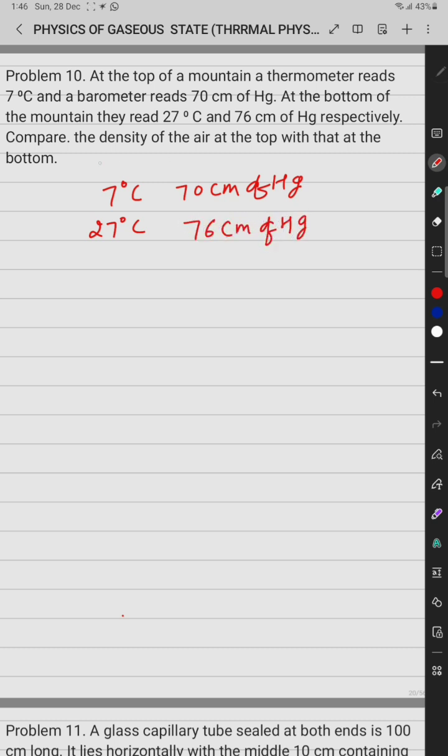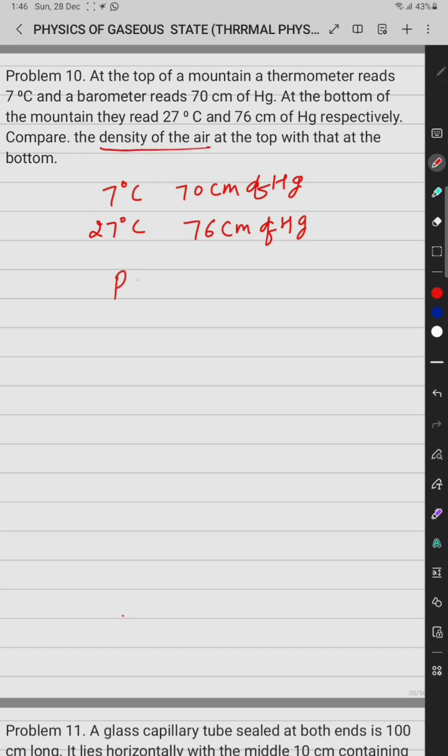The thermometer reads 7 degrees centigrade. It means the temperature is 7 degrees centigrade and the pressure is 70 centimeter of mercury. And at the bottom of the mountain it reads 27 degrees centigrade, but the pressure is 76 centimeter of mercury. And we want to compare the density of the air.